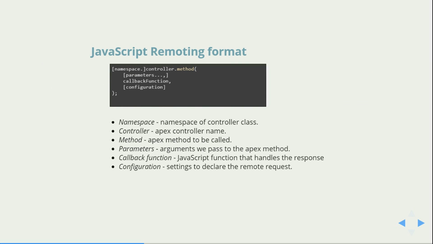JavaScript remoting format is this. It contains a namespace, which is the namespace of the controller class, then the controller, which is the Apex controller's name, then the method to be called, the parameters that we pass as the arguments, a callback function to handle the response, and some configuration, that are the settings to declare the remote request.